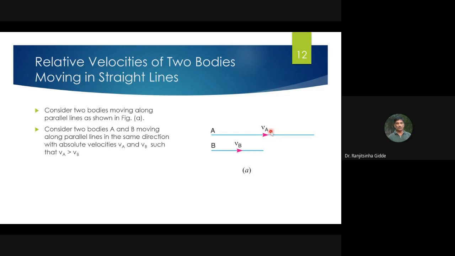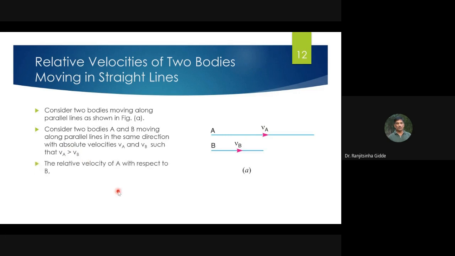So we have seen velocity is a vector quantity. As VA is greater than VB, that means the magnitude of velocity of body A is more as compared to the magnitude of velocity of body B. So that's why we have shown its length as per the magnitude of VA, and VB as per the magnitude of the velocity of B. For that we have considered here VA greater than VB.